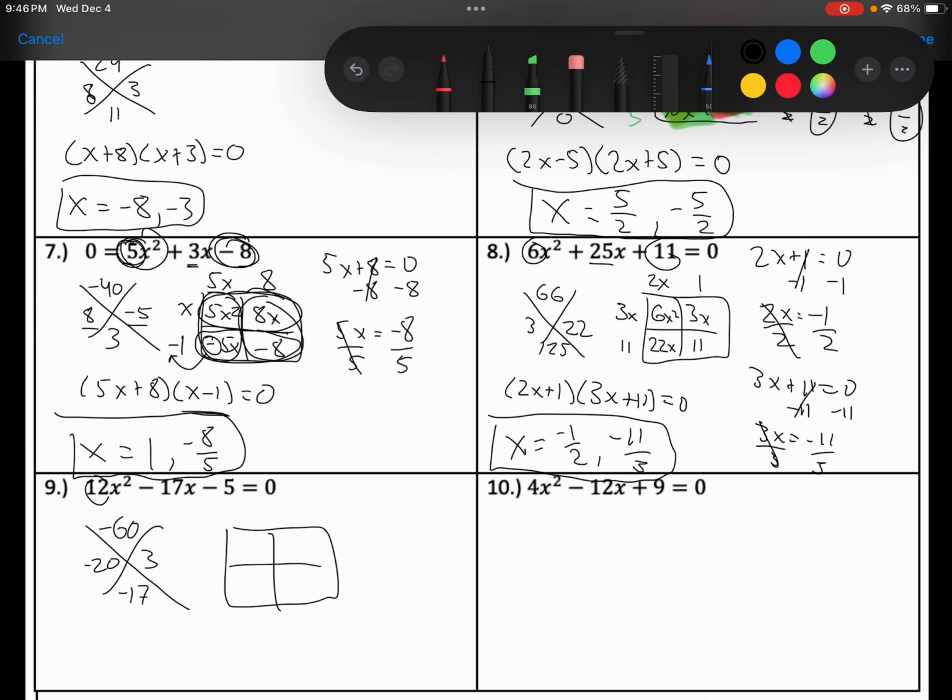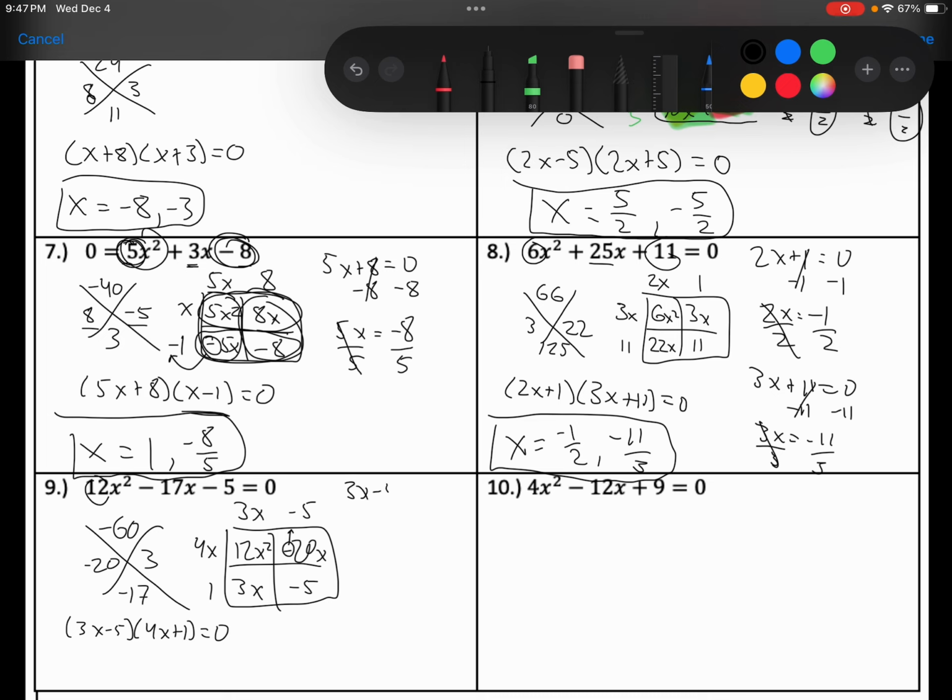For the box, 12x squared goes in the first box, and negative 5 goes in the last one. Negative 20x and 3x will go in our other boxes. 12x squared and 3x have 3x in common. Negative 20x and negative 5 would have negative 5 in common, because this one's negative. 12x squared and 20x would have 4x in common, and 3x and negative 5 would have 1 in common, giving me the factors 3x minus 5 and 4x plus 1 equals 0.